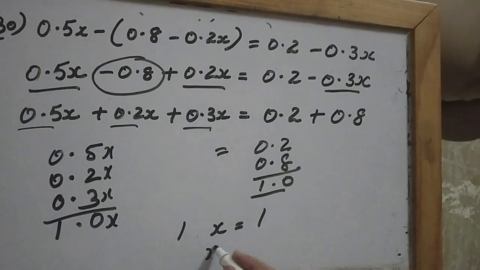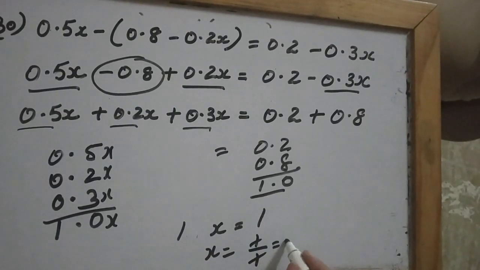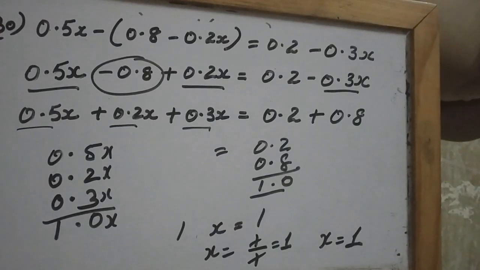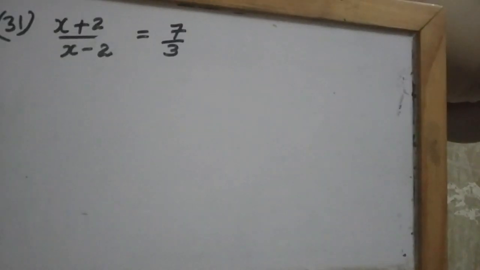So now to find x, I'll shift this to the other side. Here it is multiply, on the other side it will become divide, and x is equal to 1. Students, now question number 31.